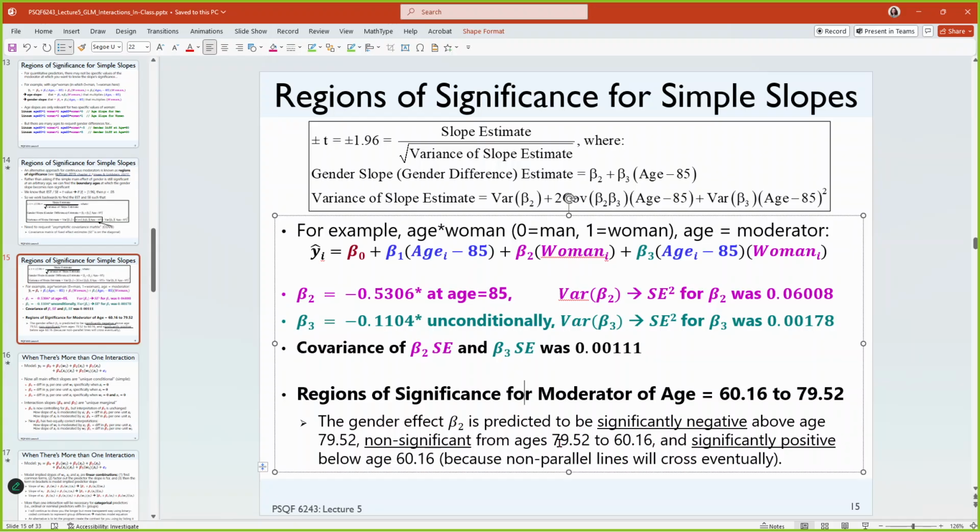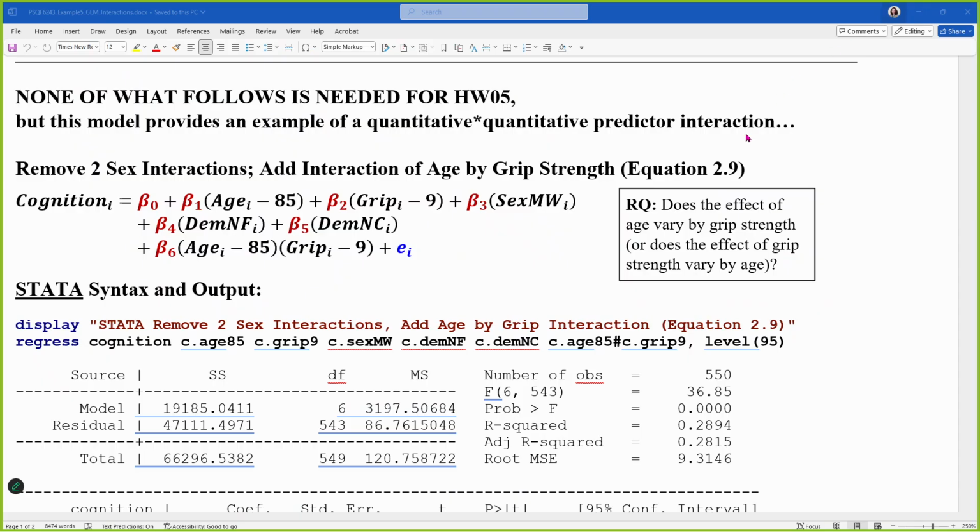So then the question is, how are these variables distributed in your sample, and for how much of your sample would you expect this effect to be significantly positive, non-significant, or significantly negative? So I'll show you how to do those kinds of things in practice.